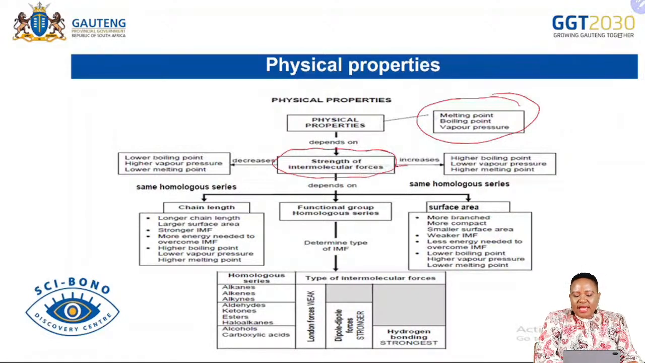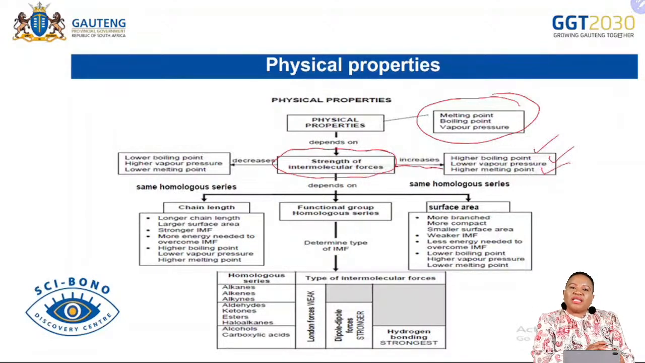We are saying with the increase in the strength of intermolecular forces, there will be a higher boiling point, lower vapor pressure, and also a higher melting point. So we are just saying the stronger the intermolecular forces, the higher the boiling point, the higher the melting point, and the lower the vapor pressure. So if you know that the intermolecular forces are stronger, then you can conclude in terms of the 3 physical properties.